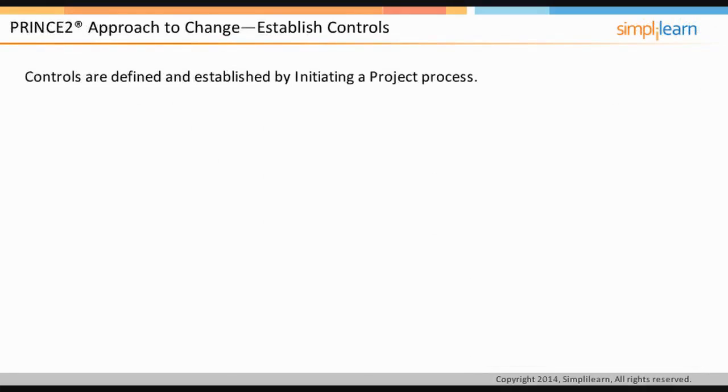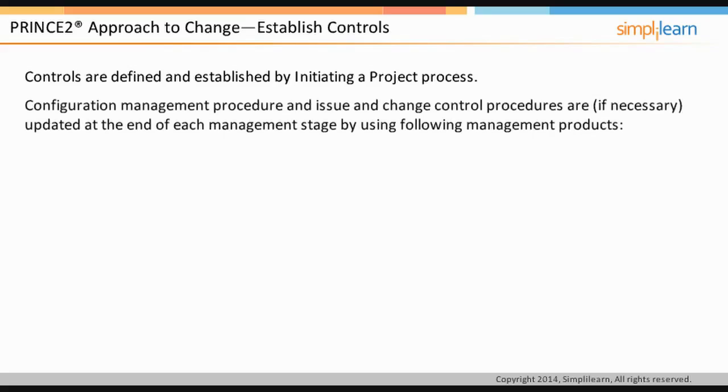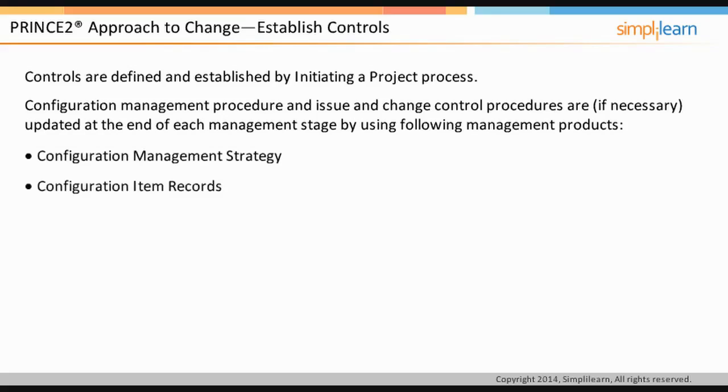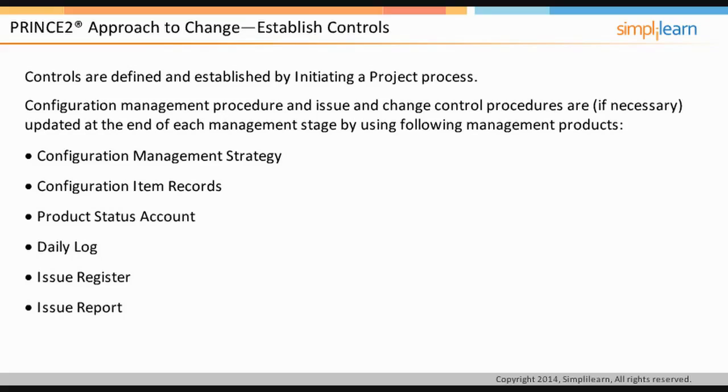Changes should be approved against the baseline management product. There has to be some mechanism for managing the changes. Project controls for issues, changes, and configuration management are defined and established by the initiating a project process. Configuration management procedure and issue and change control procedures are, if necessary, updated at the end of each management stage by using configuration management strategy. Configuration item records, product status account, daily log, issue register, and issue report. Let us discuss the first management product, which is configuration management strategy, in the following screen.